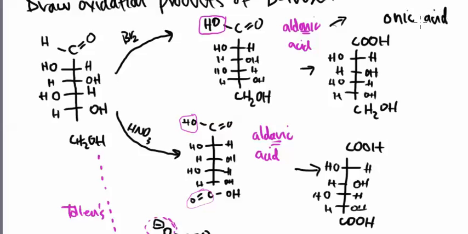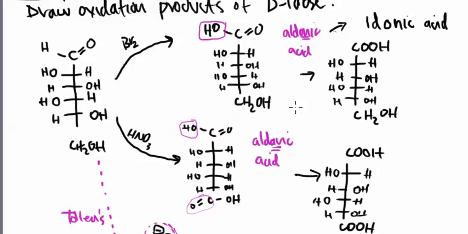Well, what type of onic acid? You use the prefix of the sugar that it came from. So if this came from glucose, you would end up with gluconic acid. Because this is idose, this is idonic acid, right? So if they do ask you to name it, that's the way that you do it.